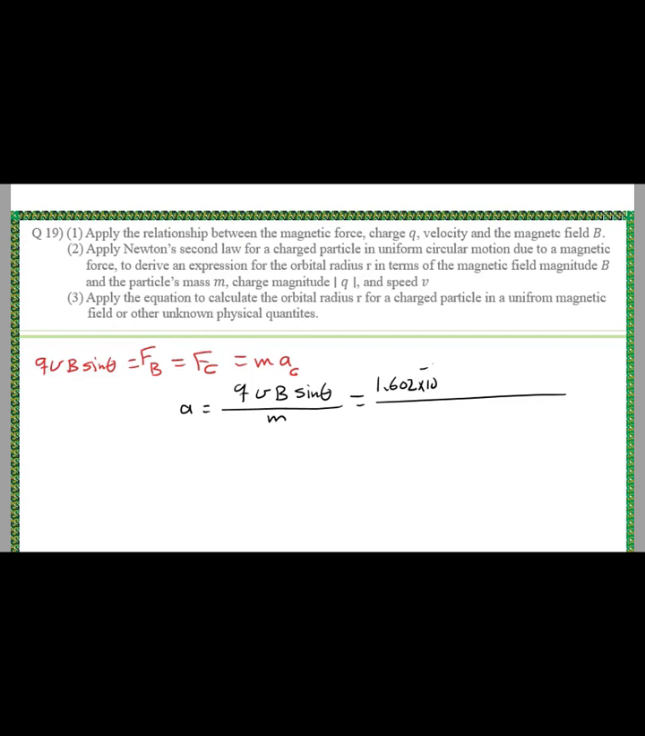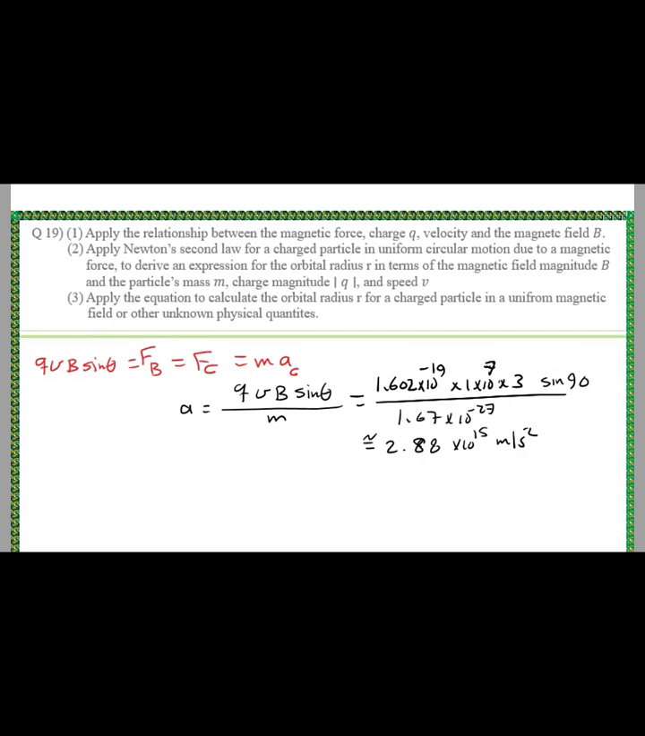1.602 times 10 to the minus 19, plus the 10 to the minus 7, sorry. V, it is 3. The mass is 1.67 times 10 to the minus 7. And the motion was normally to the magnetic field. The answer would be 2.8, almost 8 times 10 to the 15 meter per second square.